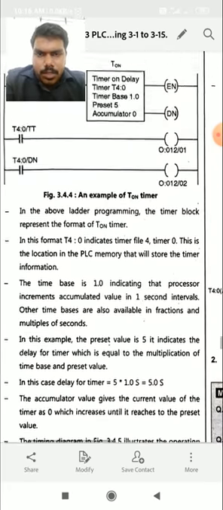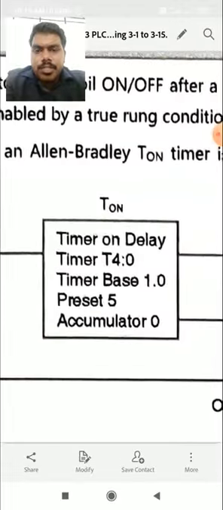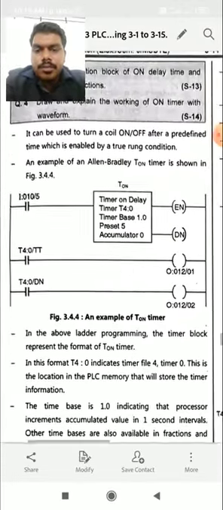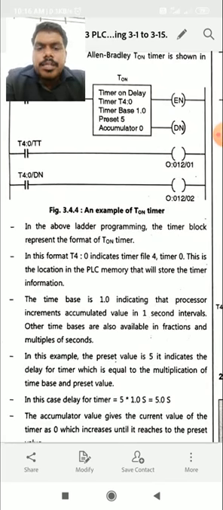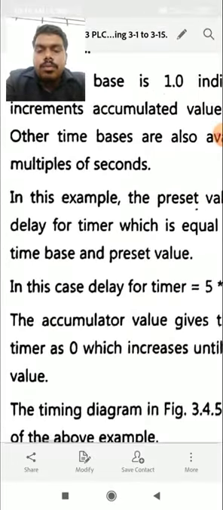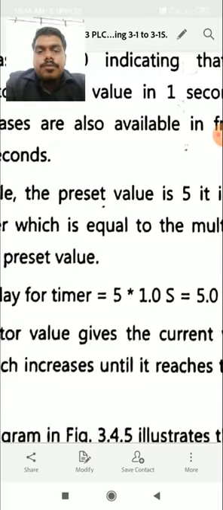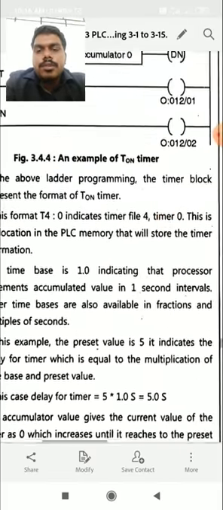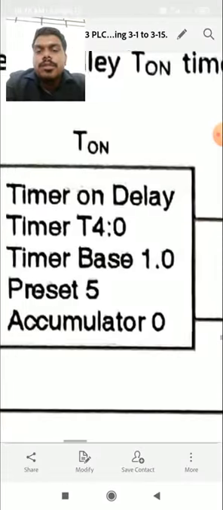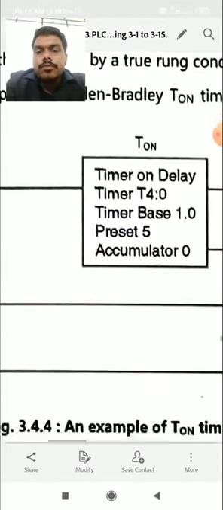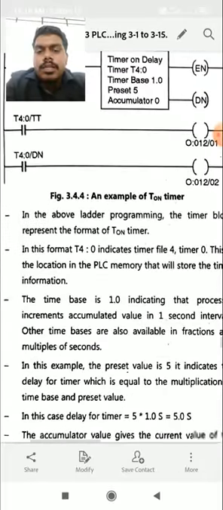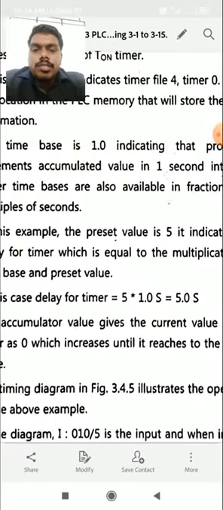In this example, the preset value is given as 5. It indicates the delay for a timer, which is equal to the multiplication of time base and preset value. What is the delay we are giving in this? The preset value is 5 into 1.0 second, the time base. So preset into time base. When we multiply these two values, we get exactly how much the delay should be.